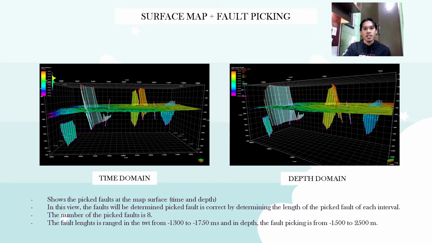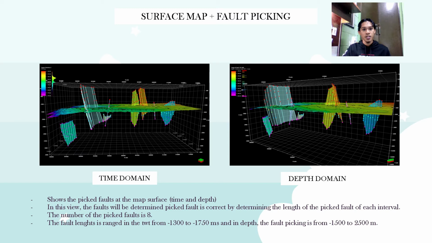Then we can see the surface map and fault picking. This map shows the picked fault at the map surface, which is in time domain. This 3D window shows the better shape for the picked fault. In this view, the fault will be determined whether it is correct or not by seeing the length of the fault. Like you can see at the top or at the bottom of the fault, which is either curved or flat. The fault that's not correct is like zigzag.